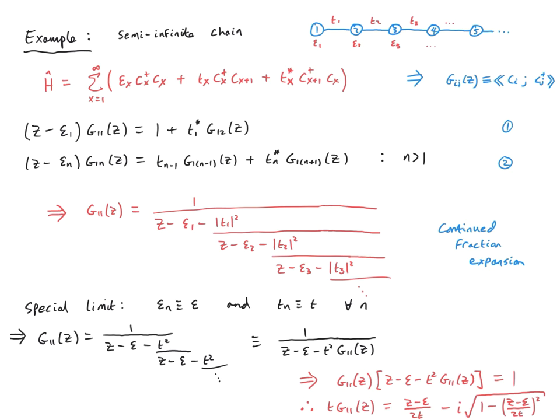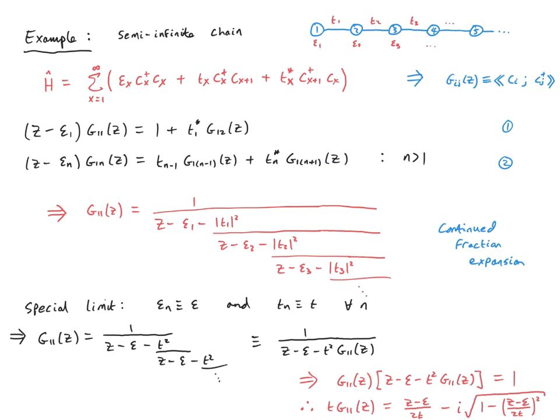Here I'm choosing specifically the negative root because I want the associated local spectral function, A1 of omega, to be positive definite. Since A1 of omega is defined as minus 1 upon pi of the imaginary part of this Green's function, I want to choose the negative sign here so that I get a positive spectral function. I also see that this gives me a semicircular density of states within a band of half width 2t, centered on omega equals epsilon.